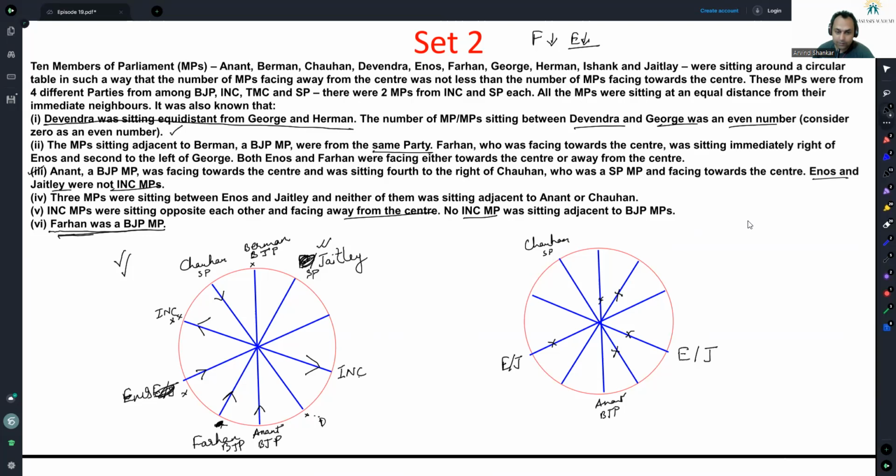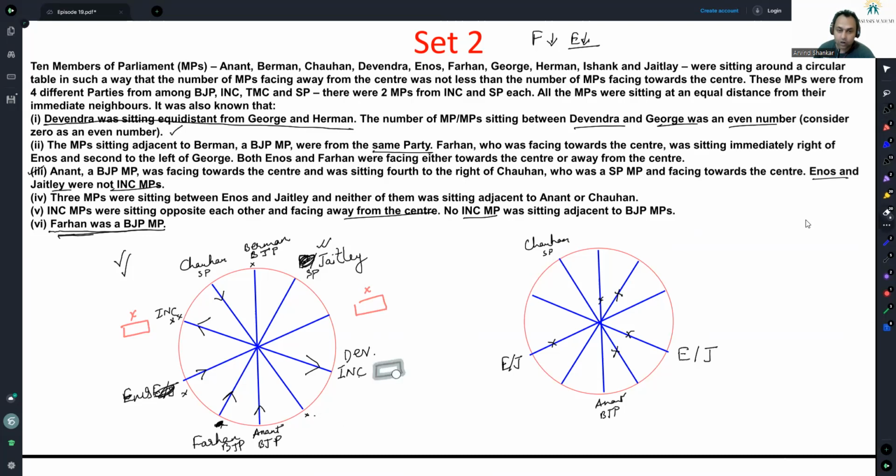Let us see if I put Devendra here. If I put Devendra here, 1, 2, 3, George can be here. But 1, 2, 3, I can't really have anyone anywhere. Can you see the possible spots for Devendra? Possible spots for Devendra could be here, or here, or here, or here. And we have effectively checked out all spots. We have cancelled this spot, this spot, and this spot. So it is guaranteed now. Devendra has to be here.